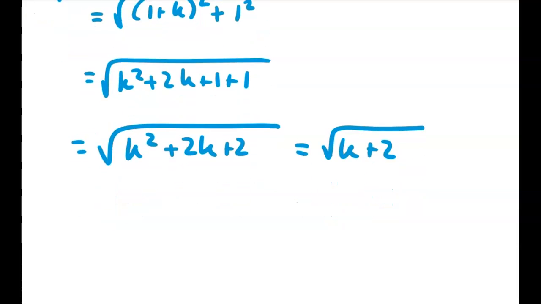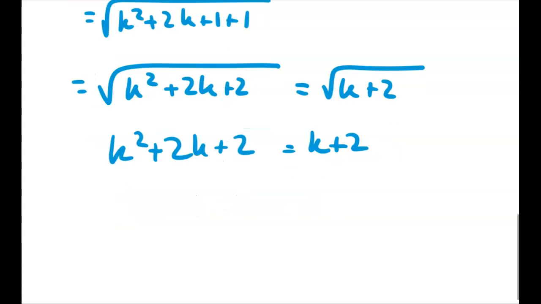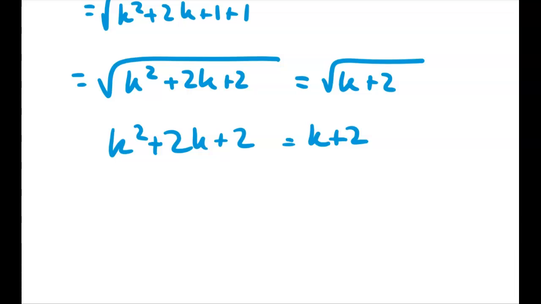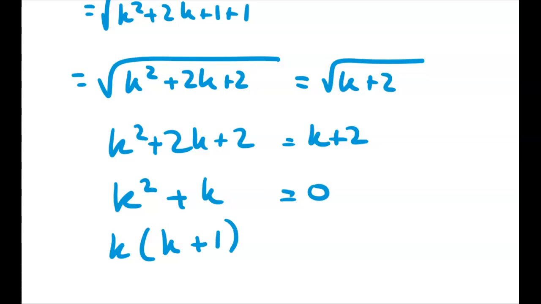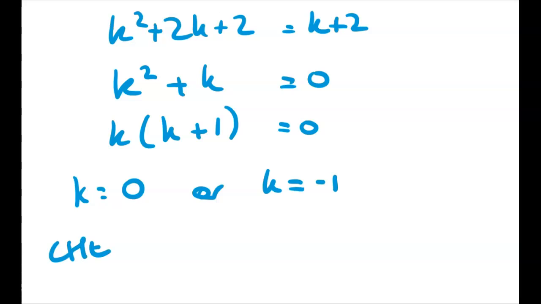All right, squaring both sides, we get k squared plus 2k plus 2 is equal to k plus 2. Now we know that whenever we do anything with squares or square roots, we have to be careful to go back and check the solutions. So I'm going to do that at the end here. Solving that gives me k squared plus k is equal to 0, which is very nice and easy. So I get k times (k plus 1) is equal to 0. So 2 plausible solutions, k is equal to 0 or k is equal to -1. So now we have to check each one.